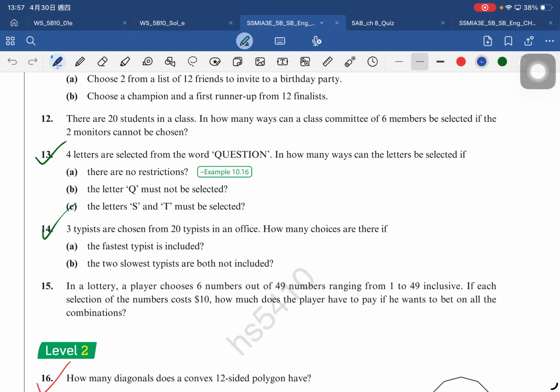You can try. Okay. So now there are 4 letters selected from the words. Totally, you can find that there are 8 letters. Okay, 8 letters. In how many ways can the letters be selected if there are no restriction? So it's very simple 8C4 唔使排列㗎，揀啫嘛。8C4. But remember, write down the exact values.